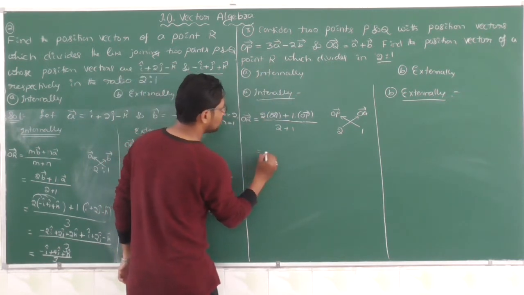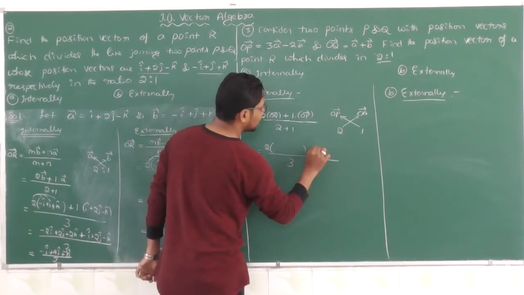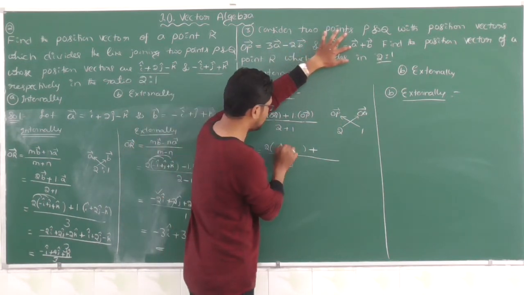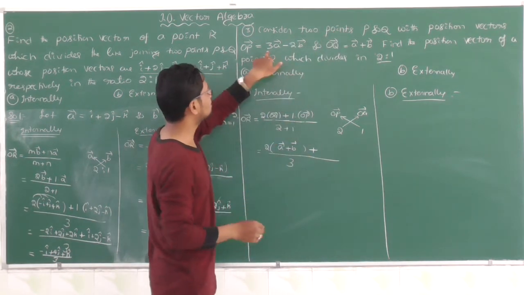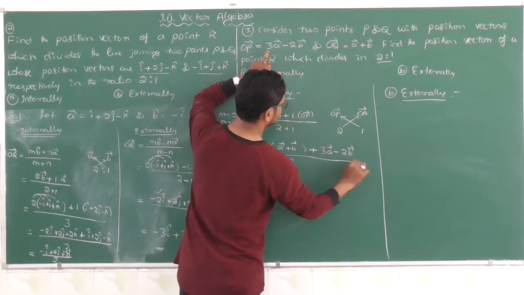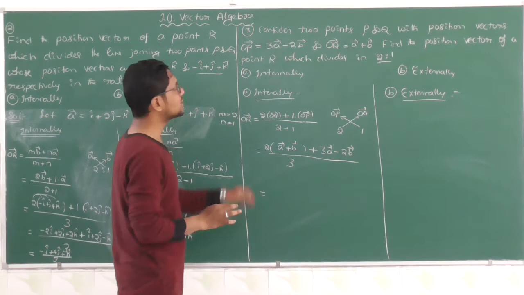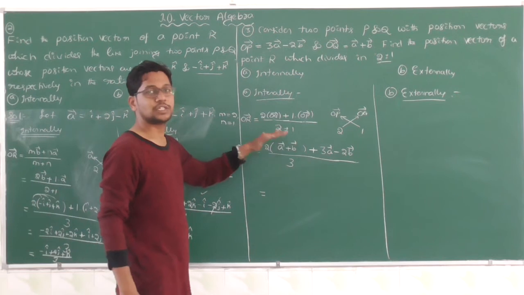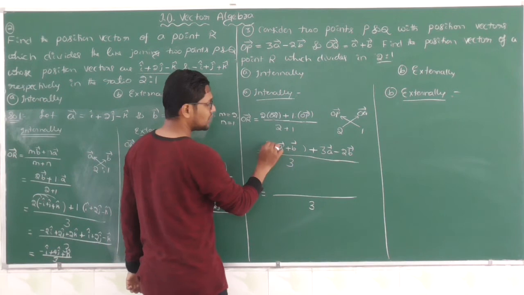Next, that equals 2 plus 1 is 3, into 2 into OQ vector plus OP vector. OQ vector is what? A vector plus B vector. Next, OP vector is what? 3A vector minus 2B vector. Next, I am substituting OQ vector and OP vector in place of that formula. That equals, in the denominator 3.